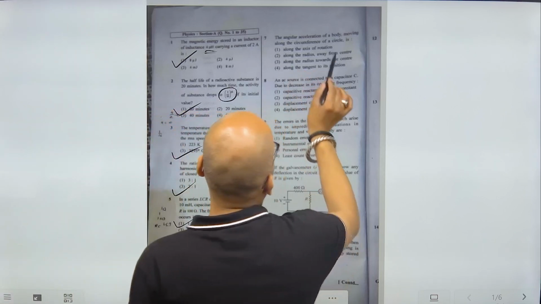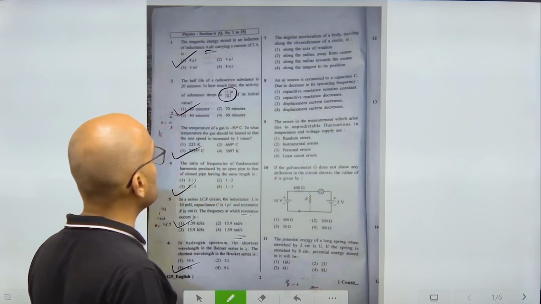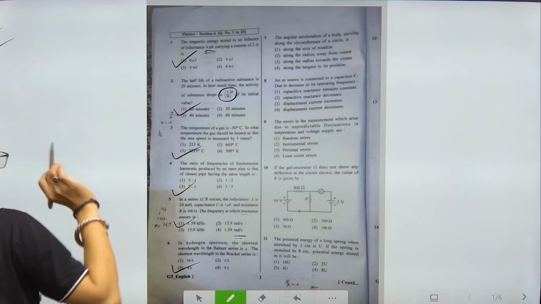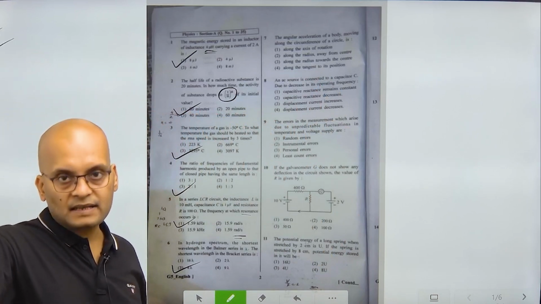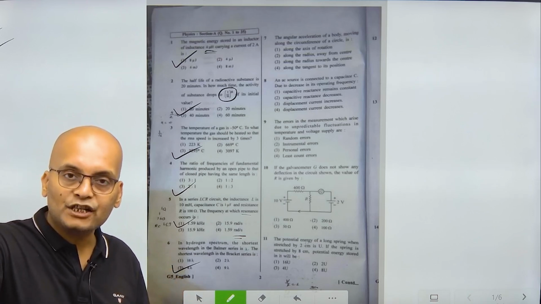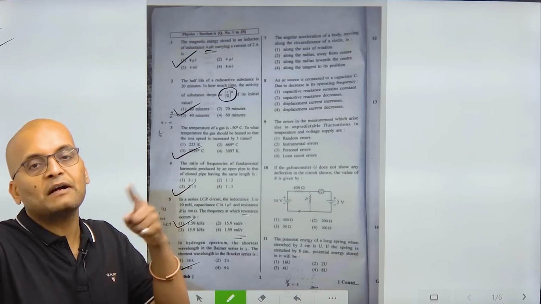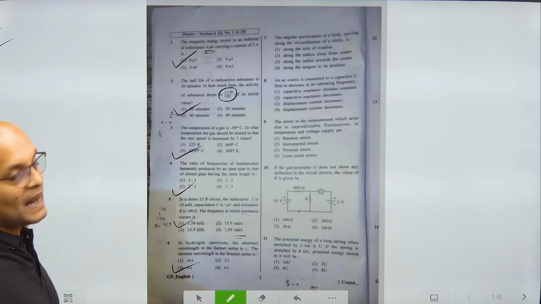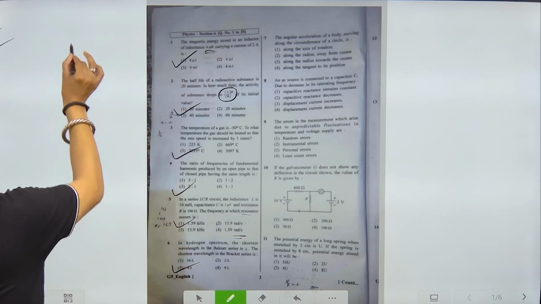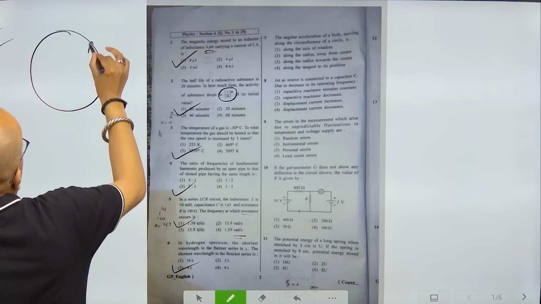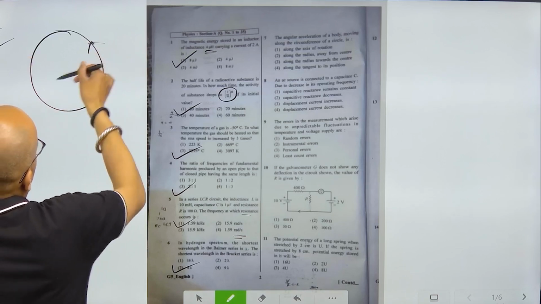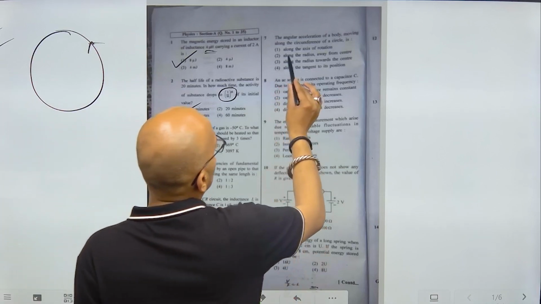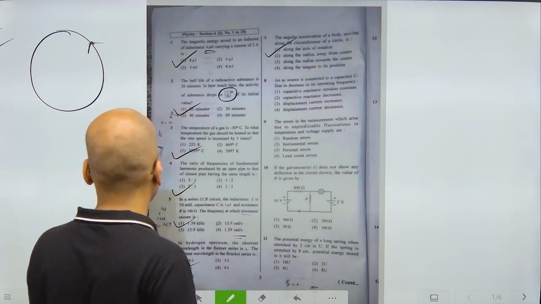Next is the angular acceleration of a body moving along the circumference of the circle. We have discussed in the class how many types of acceleration a body possesses when it is performing circular motion. Here it is talking about the angular acceleration. So if a body is moving in a circular motion, its angular acceleration is always along the axis of rotation. So option 1, along the axis of rotation.